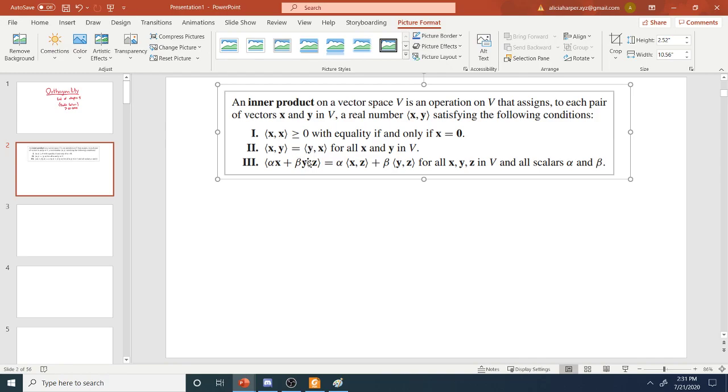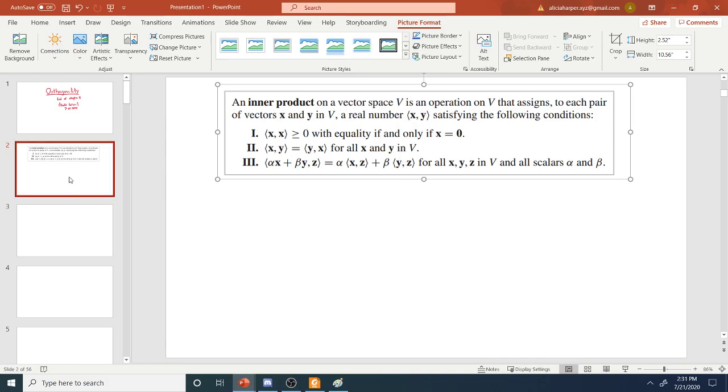Further, the operation is linear with respect to the first argument. In fact, it's also linear with respect to the second argument. So alpha x plus beta y inner product with z is the same as alpha times the inner product of x with z plus beta times the inner product of y with z.